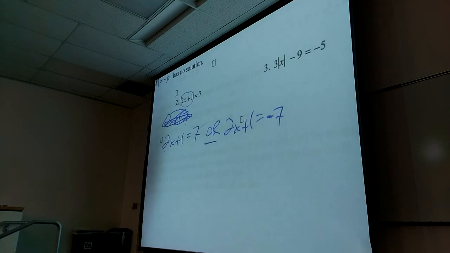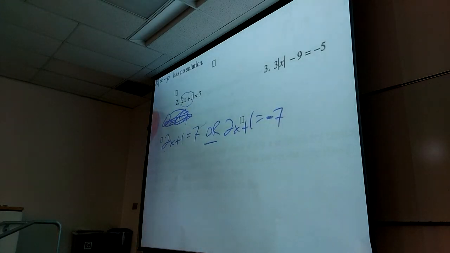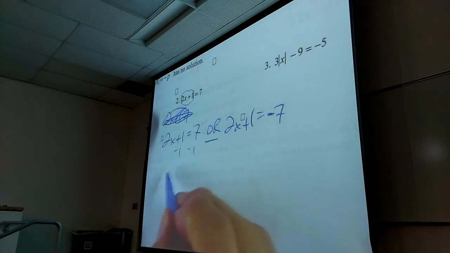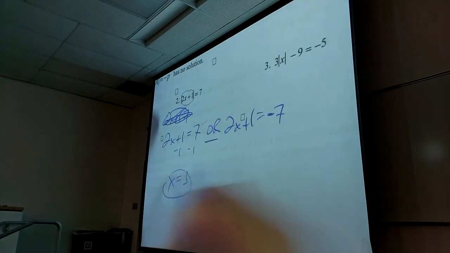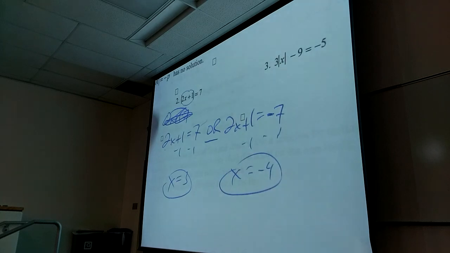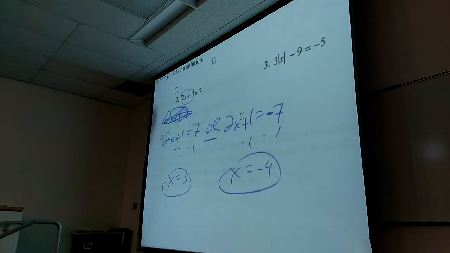That is a general way to do these things. You say the inside is equal to a number or it's equal to the opposite. And then you just solve both. Right? So yeah, minus 1, divide by 2, equals 3, minus 1, divide by 2, x equals negative 4. And you can check them just like always. Plug them in, see if they work.